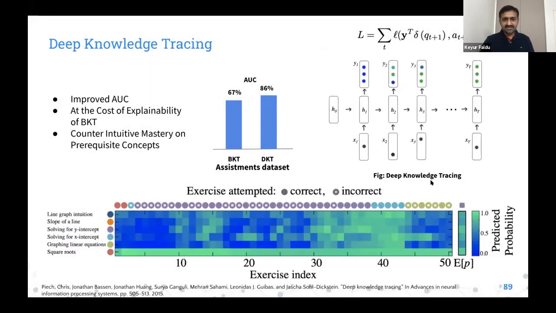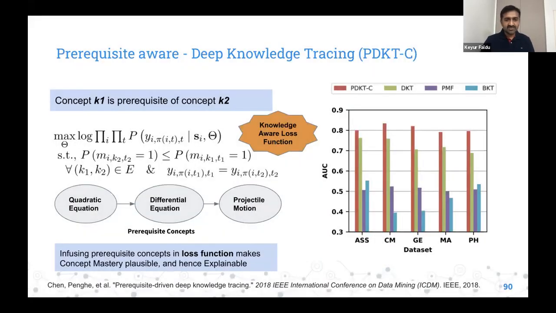These are some slides I'm going to keep. This one is important: a knowledge-aware loss function can do wonders. Let's say concept K1 is a prerequisite to concept K2. That's domain knowledge. No deep learning model would know it unless we feed it. If we fit that into the loss function of a knowledge tracing deep learning model using LSTM, it gives really good accuracy improvement, as well as being plausible from an explanation point of view.